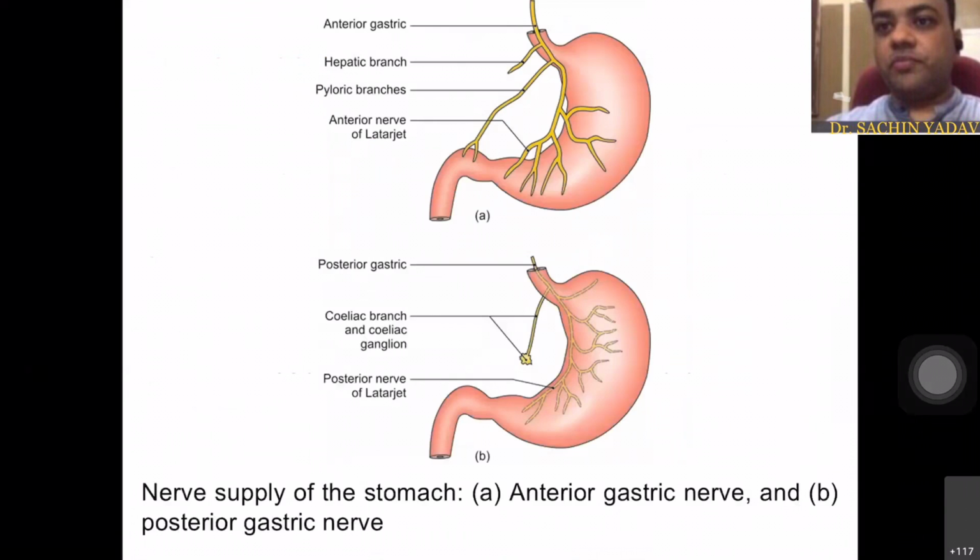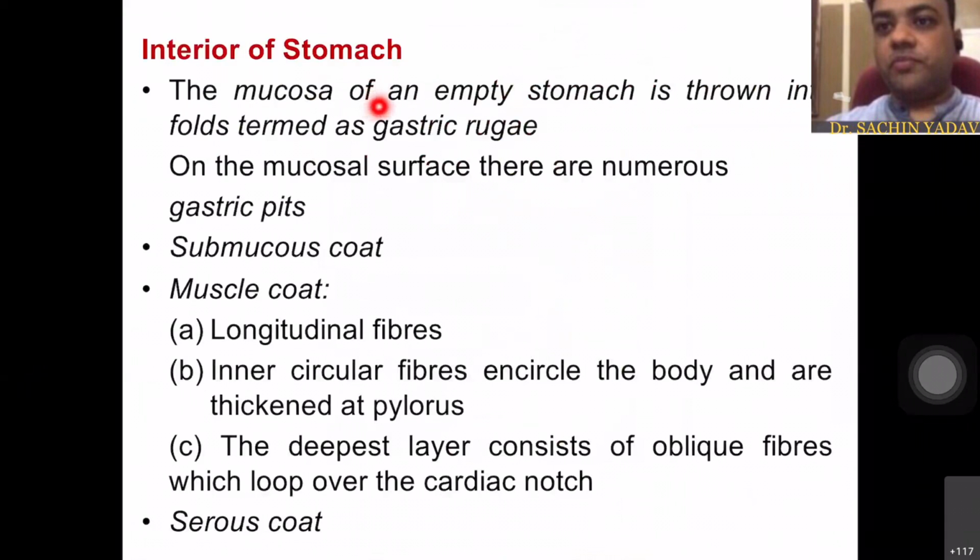Okay. Now the interior of the stomach. When you cut open the stomach through the greater curvature, in the empty stomach we will see the mucous membrane thrown into folds called the gastric rugae. So just remember these gastric rugae. Okay. These are random folds of the mucous membrane which disappear when the stomach is distended by the bolus of food. It will distend, so the gastric rugae will disappear, but will reappear when the stomach is empty.